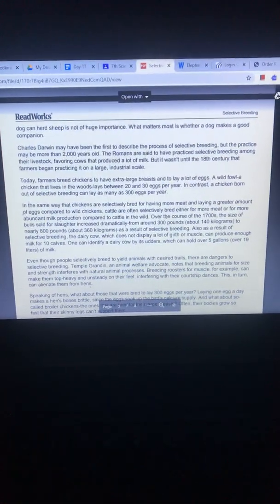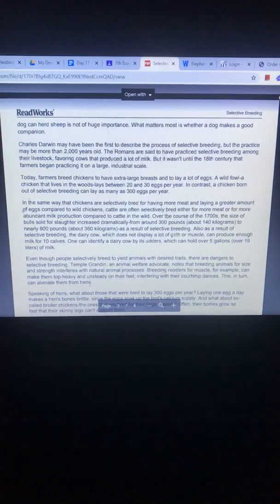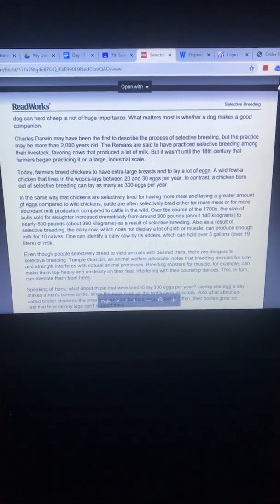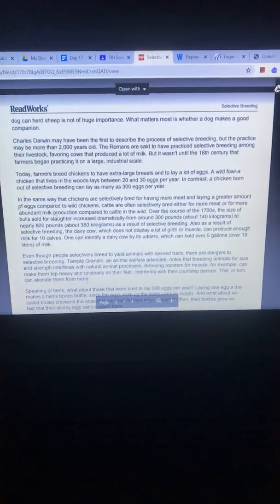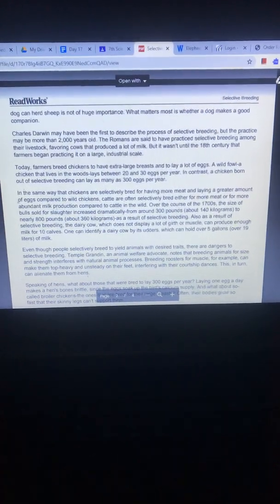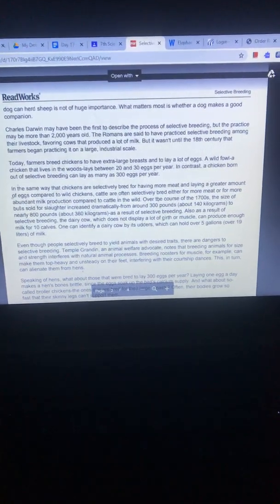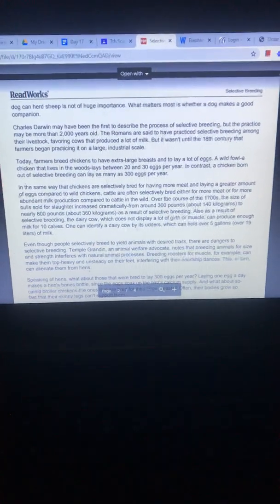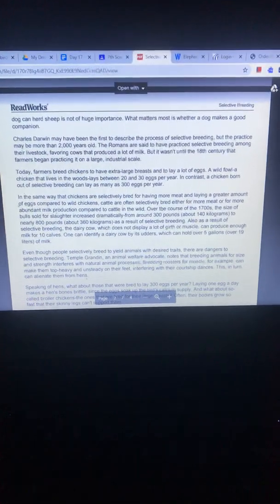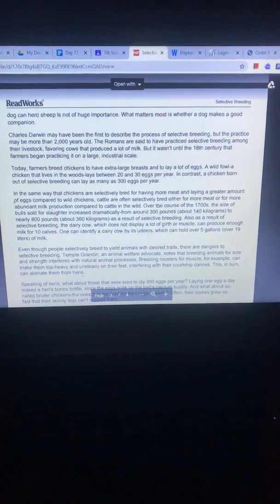In the same way that chickens are selectively bred for having more meat and laying a greater amount of eggs compared to wild chickens, cattle are often selectively bred either for more meat or for more abundant milk production compared to cattle in the wild. Over the course of the 1700s, the size of bulls sold for slaughter increased dramatically from around 300 pounds to nearly 800 pounds as a result of selective breeding. Also, as a result of selective breeding, the dairy cow, which does not display a lot of girth or muscle, can produce enough milk for 10 calves.